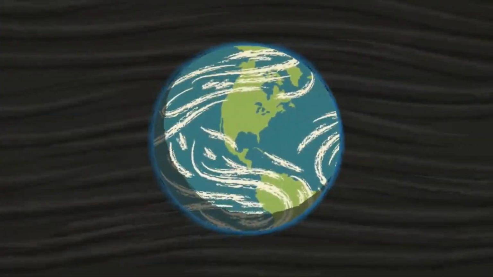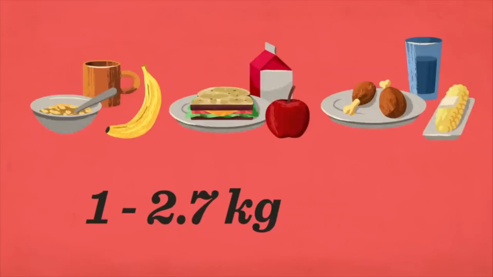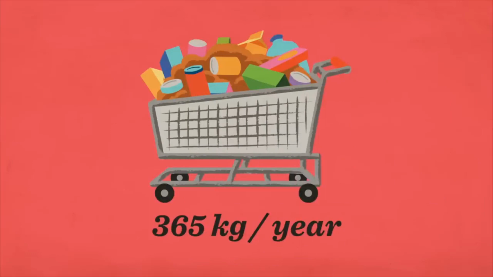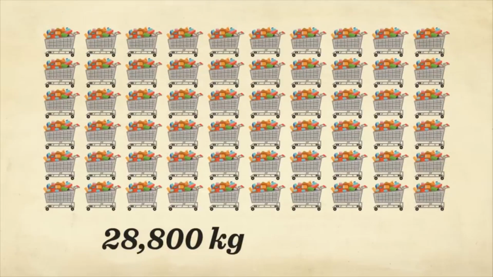Across the whole planet, humans eat on average between 1 and 2.7 kilograms of food a day. That's over 365 kilograms a year per person, and more than 28,800 kilograms over the course of a lifetime.